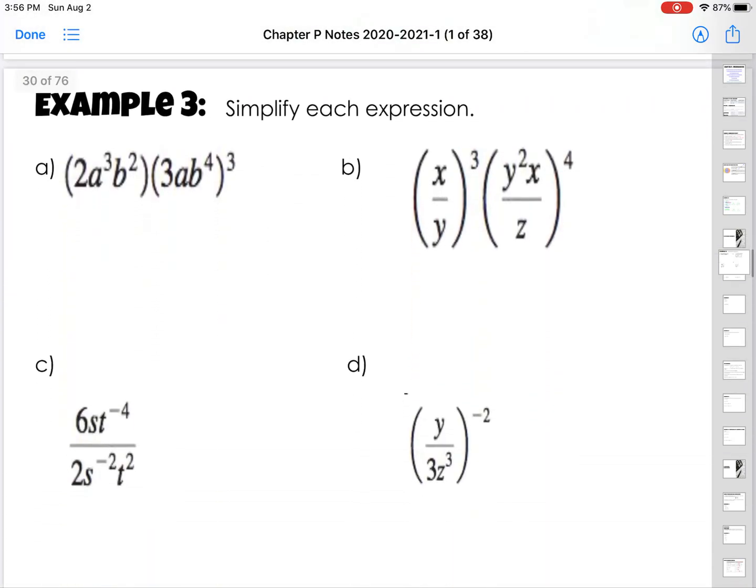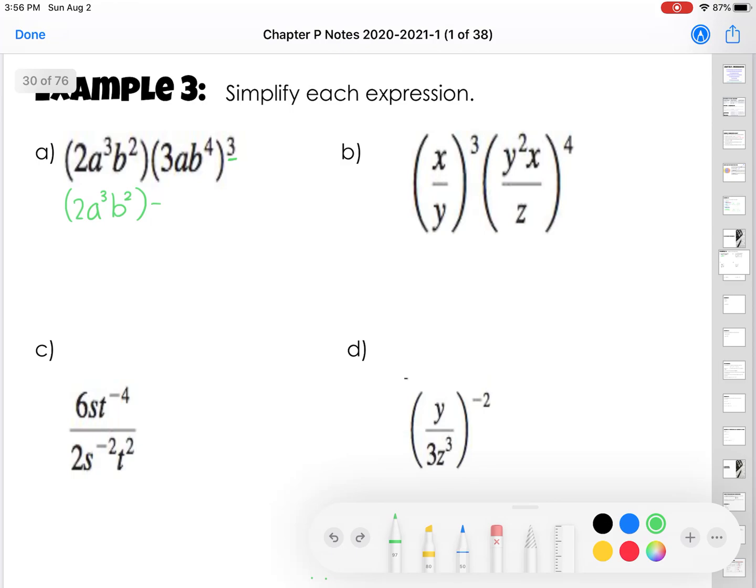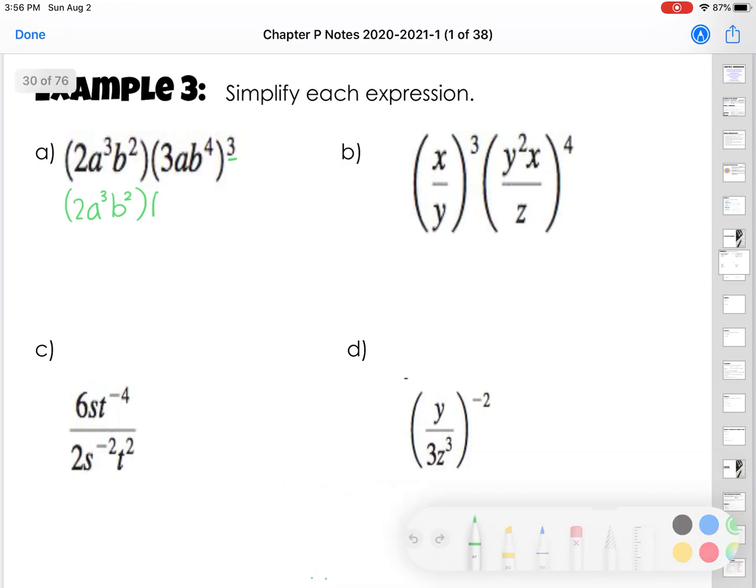Okay. In number 3, again, we're going to simplify. These are just a little bit more complicated. So in the first one, we're going to deal with this 3 on the outside first. So we have 2a cubed b squared. That becomes 3 to the third, a to the third, b to the fourth to the third.